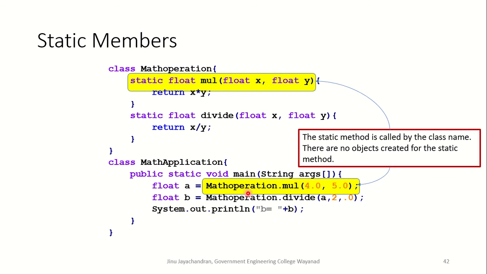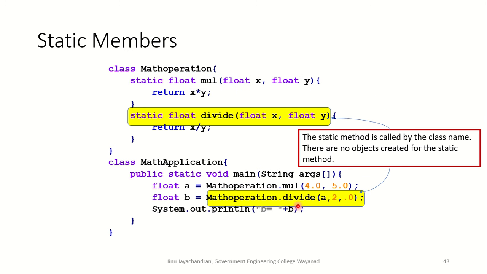Here, if you look at this, I haven't defined an object. I have been accessing this mul function without defining an object. I can directly use the class name. Similarly, divide is a static function. I'm again directly using the class name, MathOperation.divide, and passing the values a comma 2.0. Again, this uses a static function. It doesn't need an object.